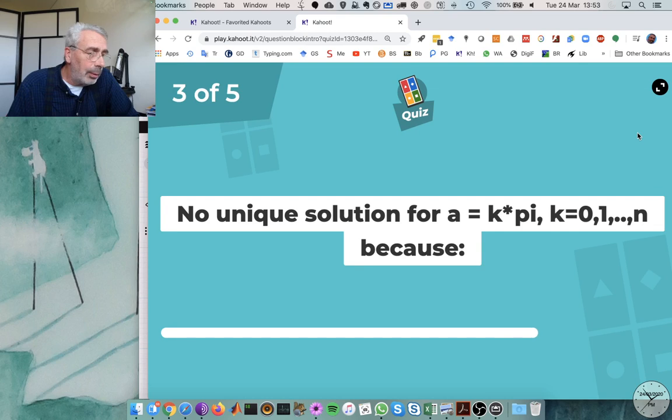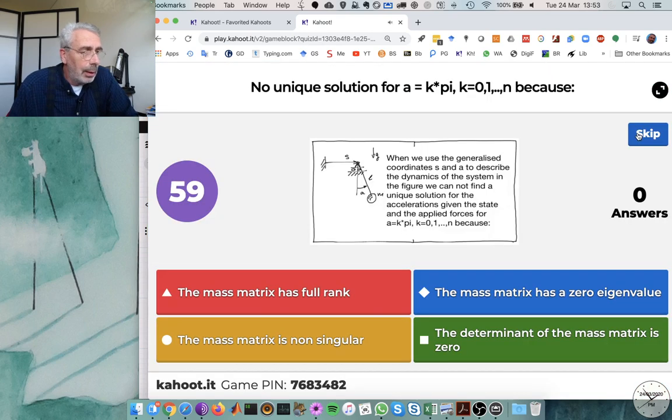This is again about having not a unique solution. The example with the pendulum with the mass. And the big question, why is there no unique solution?